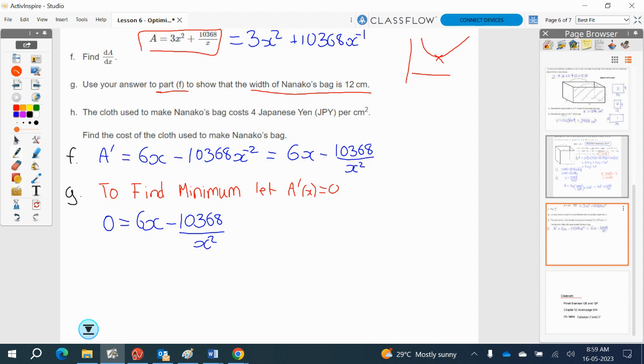We graph the 6x minus 10368 over x squared. 12. Oh, that's really the answer. Yeah.